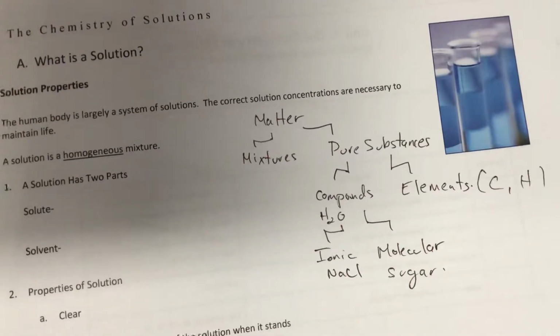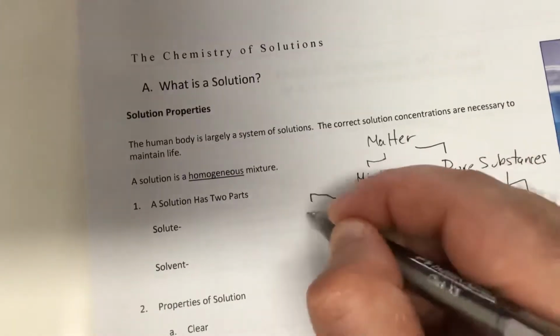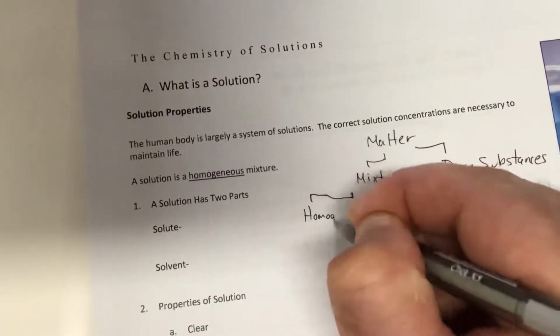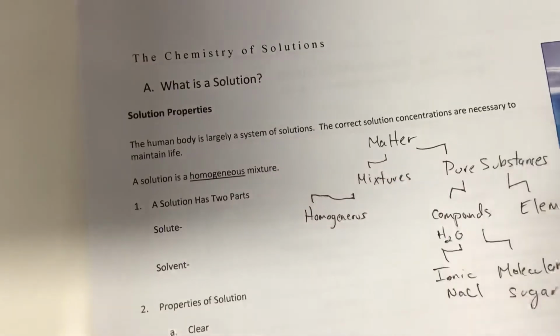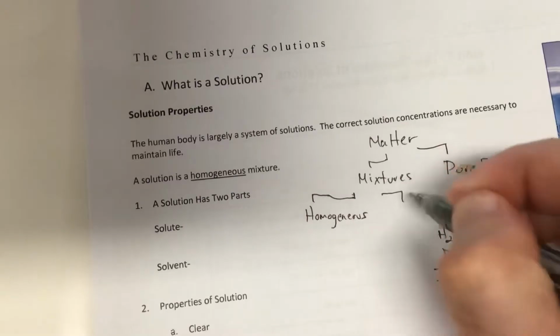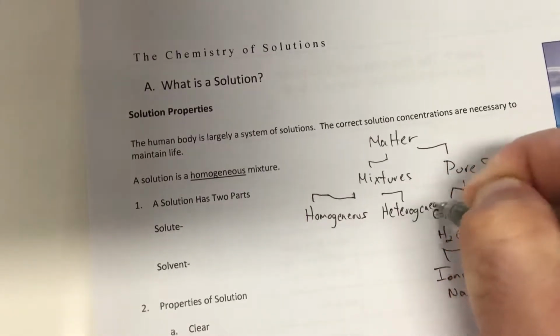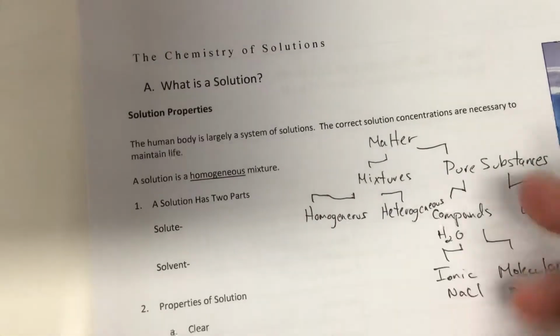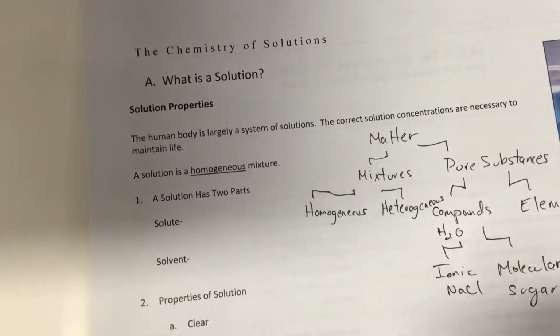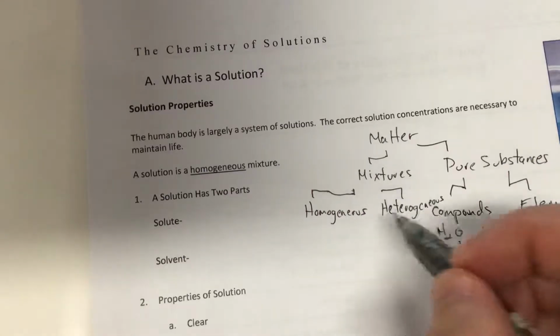Okay? The other thing, for the mixture side, we've got homogeneous mixtures. Right? Things that are all the same all the way through. And then we've got things that are heterogeneous. They've got different phases that are clearly visible. So if you mix your good old oil and water together, you've got your heterogeneous mixture.